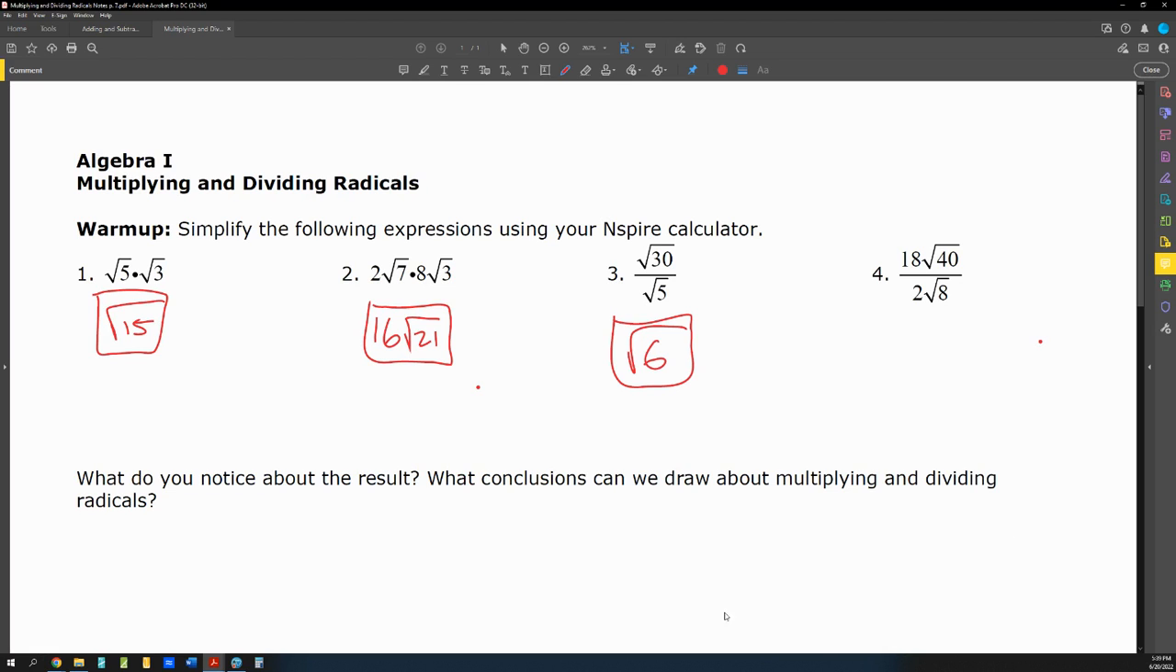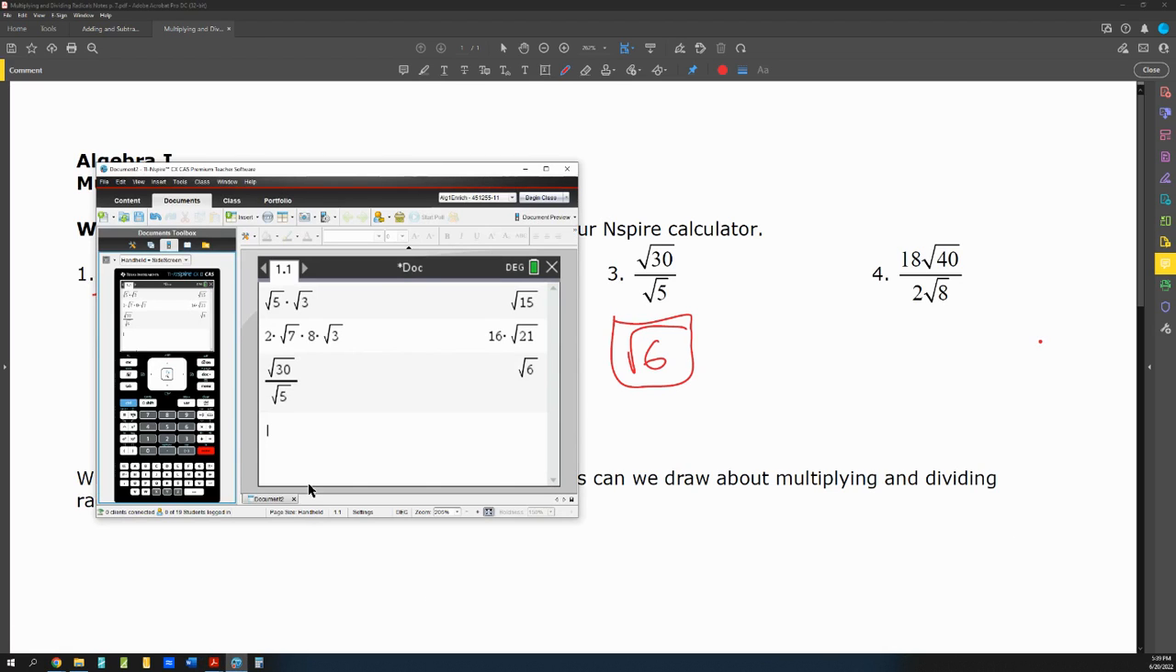And last but not least, we have 18 root 40 divided by 2 root 8. So again, I'm going to use that Control divide to get our fraction bar. 18 square root of 40 divided by, so in the denominator, 2 root 8. And that's equal to 9 root 5.